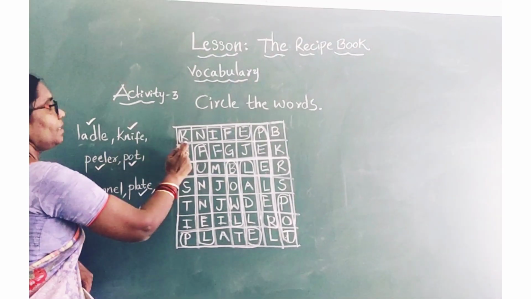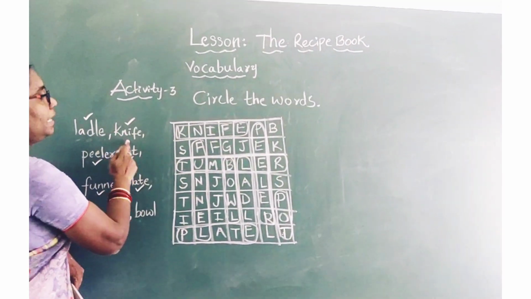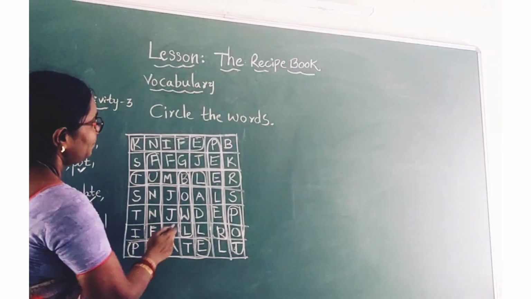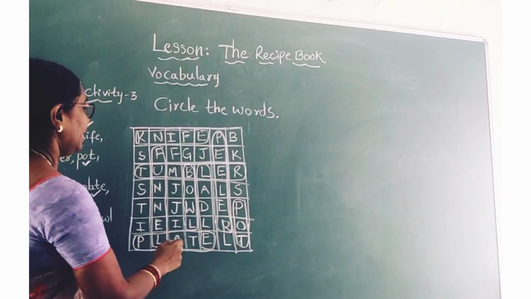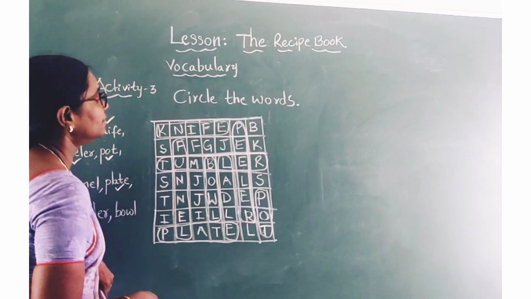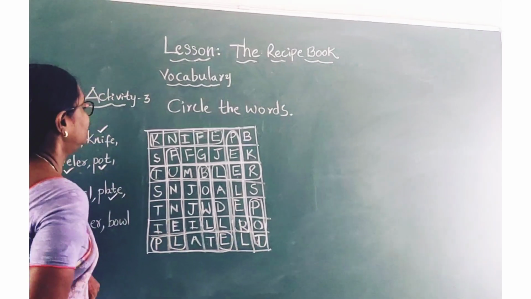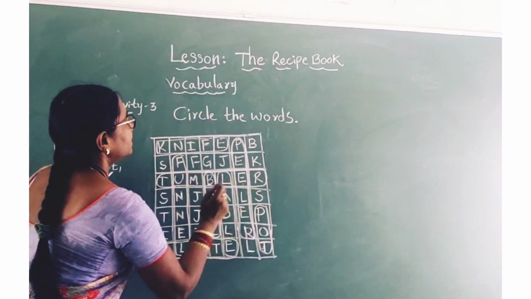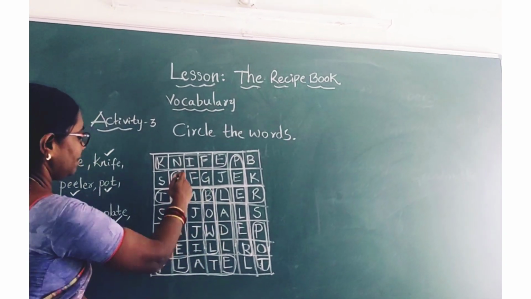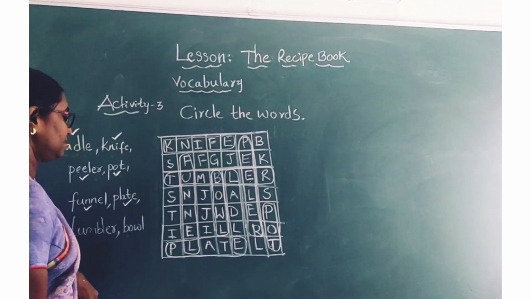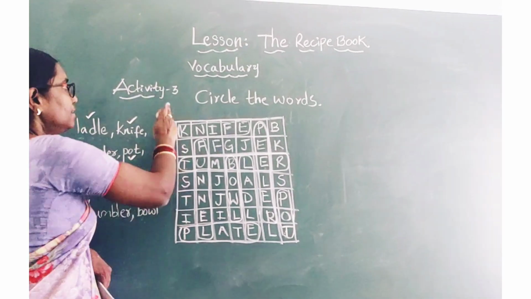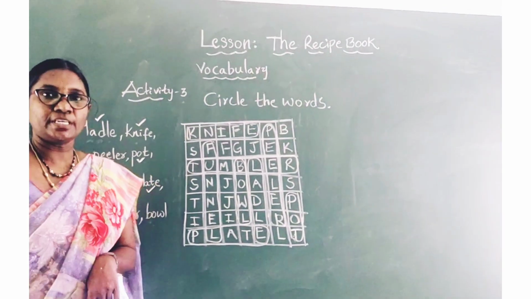So, knife is here. And ladle. Where is ladle? Peeler is here. And bowl is here. And plate is here. And pot is here. And tumbler is here. And funnel is here. Okay. So we have completed Activity 3 today. Very good, my children.